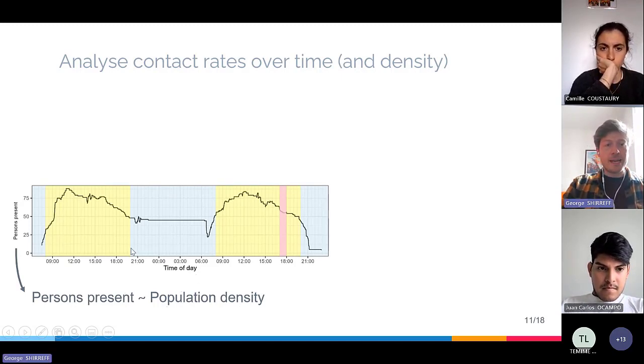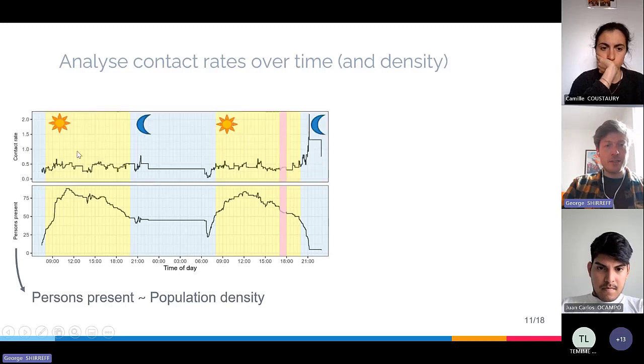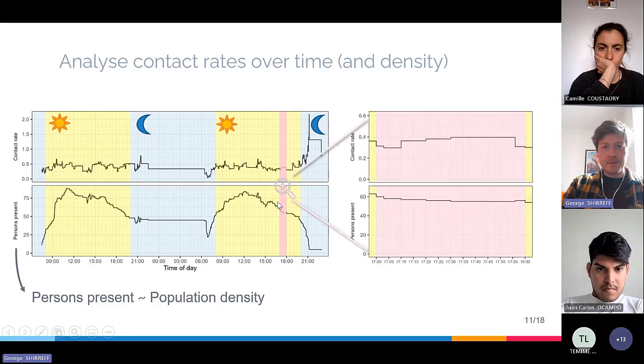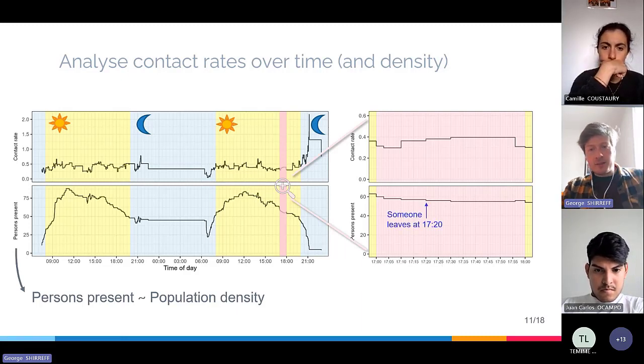And then we can also calculate the contact rate happening at each time point by looking at the total number of minutes of contact in each time point and dividing by the number of people present. If we look in a bit more detail, this is just a zoom in on an hour of the study. We can divide the time up into different time windows, during which the population's size is constant.